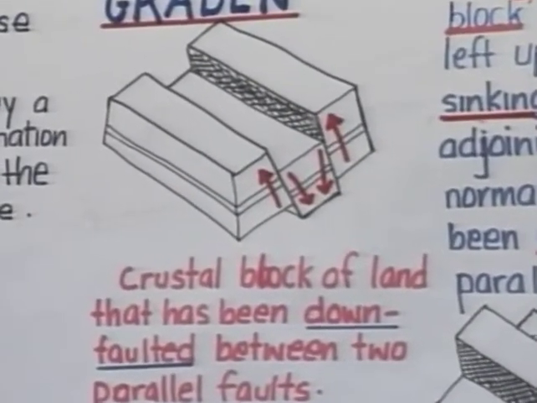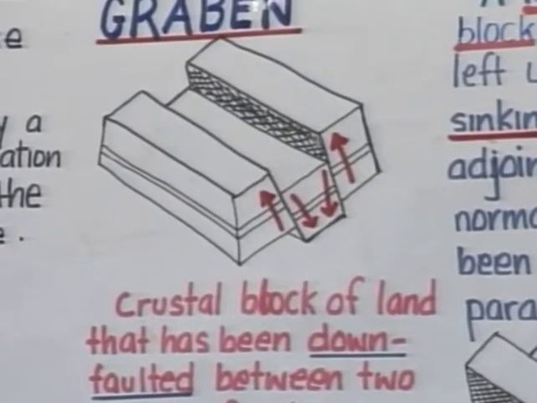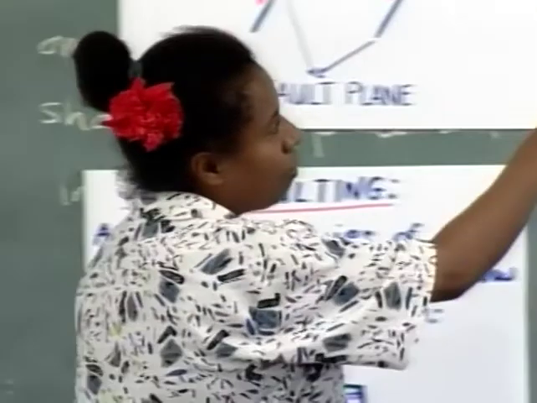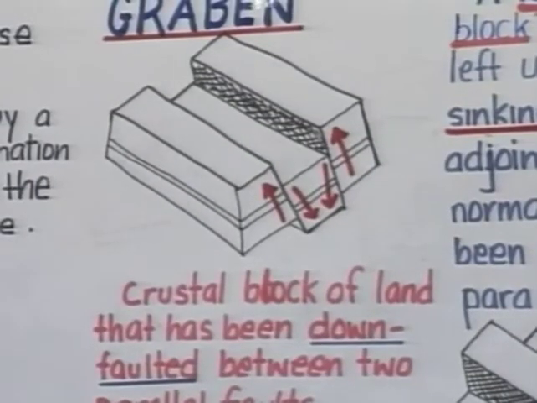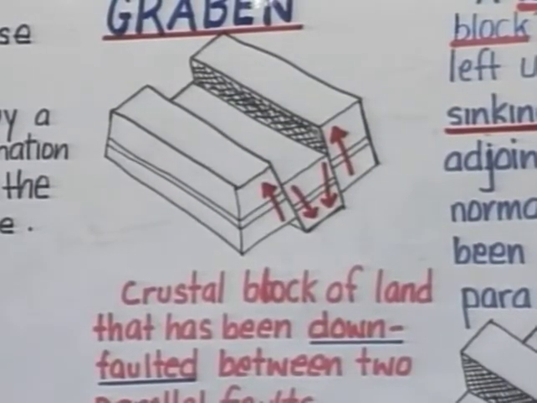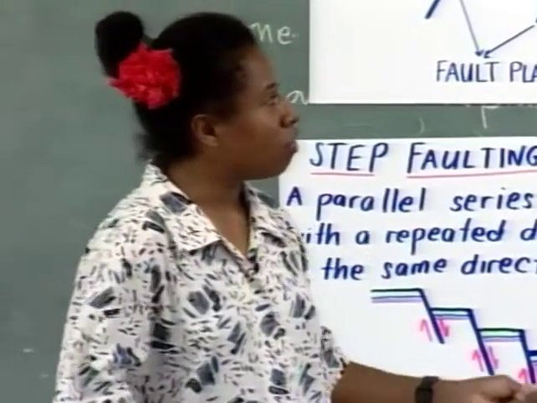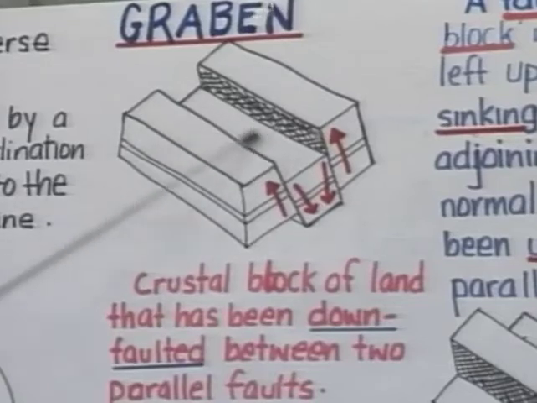Sometimes we use the term graben or rift valley. This is an example then of a rift valley and how it is formed. Graben is actually a German term for a structurally defined block of land down-thrown between two parallel faults. So in geography, we can use the term graben or the term rift valley. They are referring to the same concept. So it's simply the down-faulted area between two parallel faults. That's where the graben is.